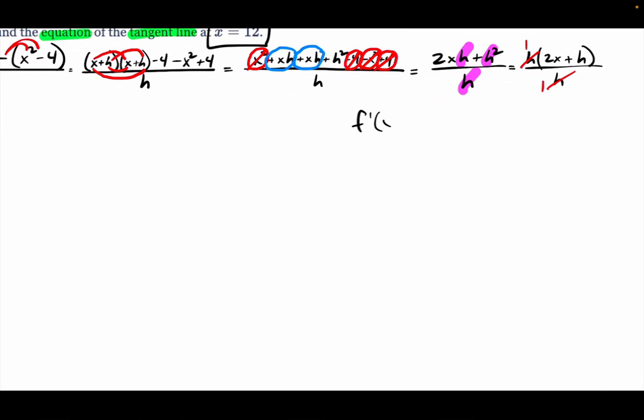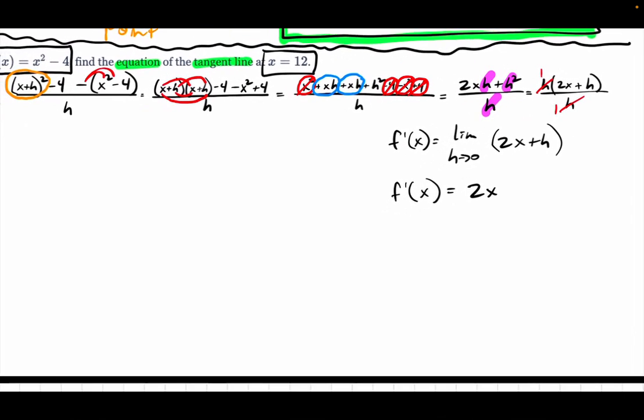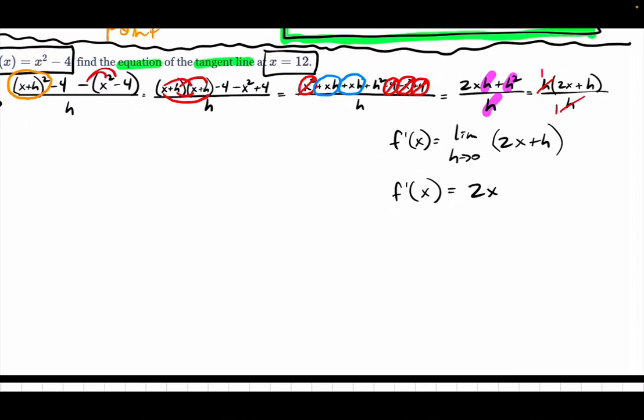F prime of x equals the limit as h, God, why do I keep writing x? H approaches 0. What do we have left? 2x plus h, right? After we plug in 0 for h. So do the limit. What's the limit after I plug in 0? What do I get? 2x. So the derivative for the original function was 2x.